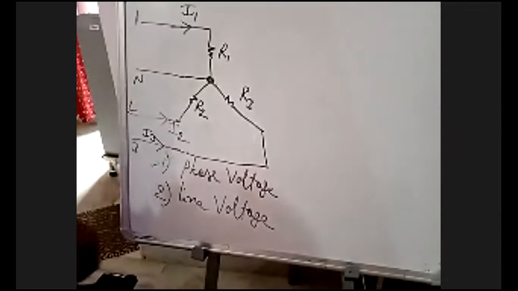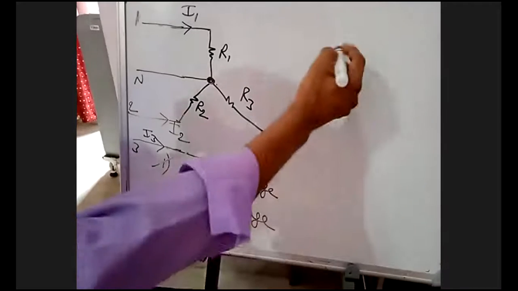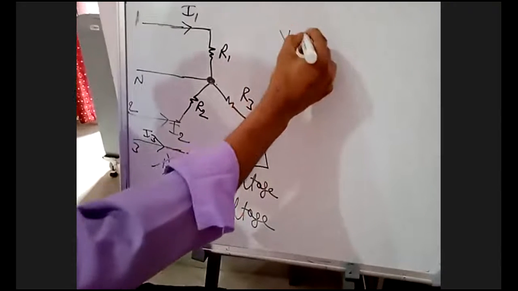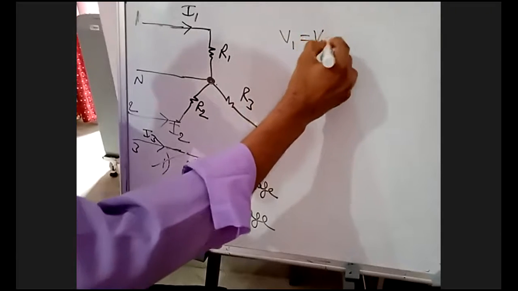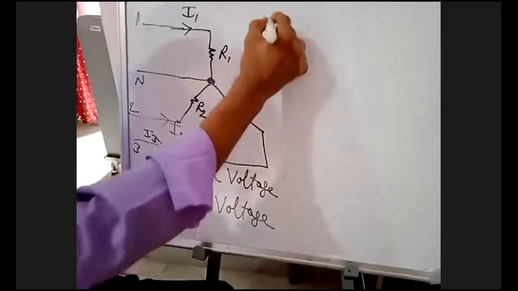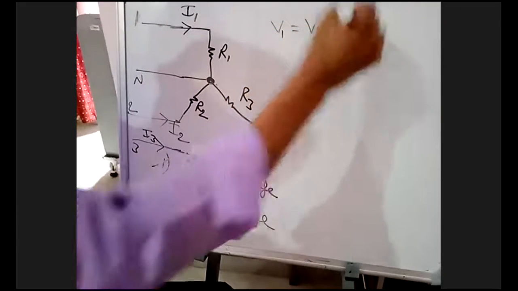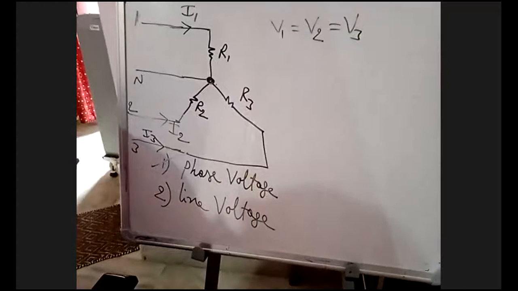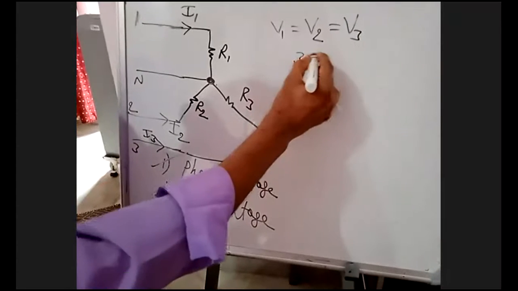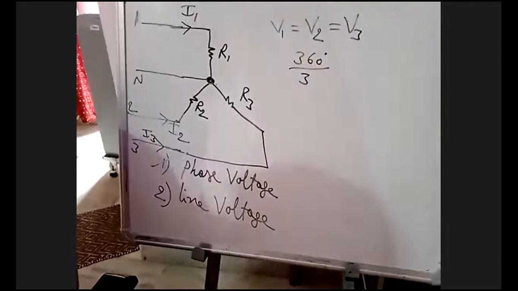Now, before explaining this circuit, I'll draw one phasor diagram. V1 is the phase voltage. V2 is also phase voltage. V3 is also phase voltage. These are the three positive phase voltages. So total angle is 360 degrees. We are having three phases: 1, 2, 3.